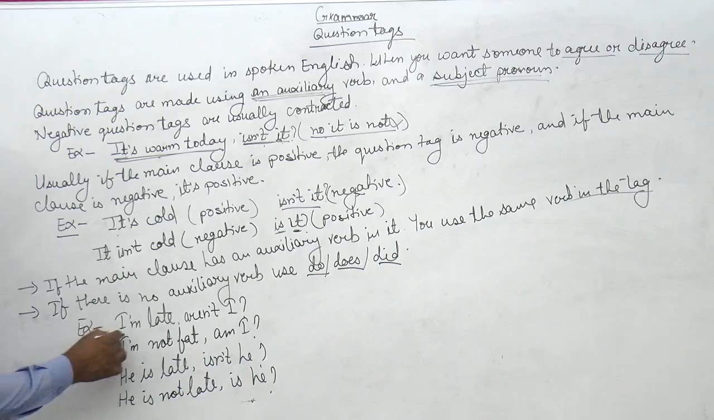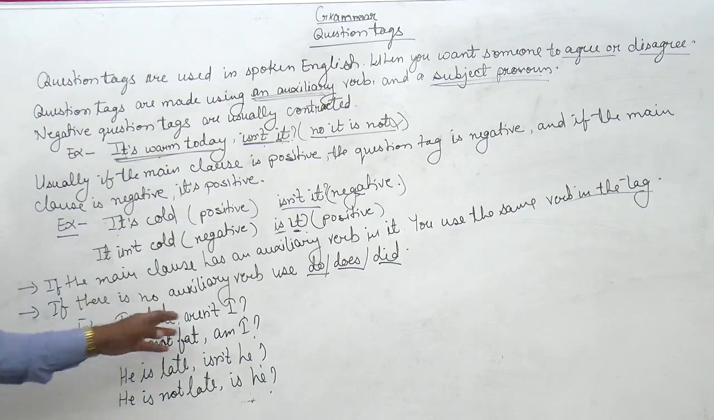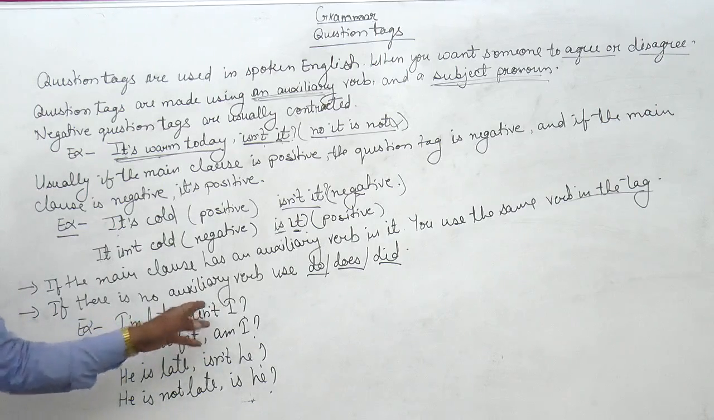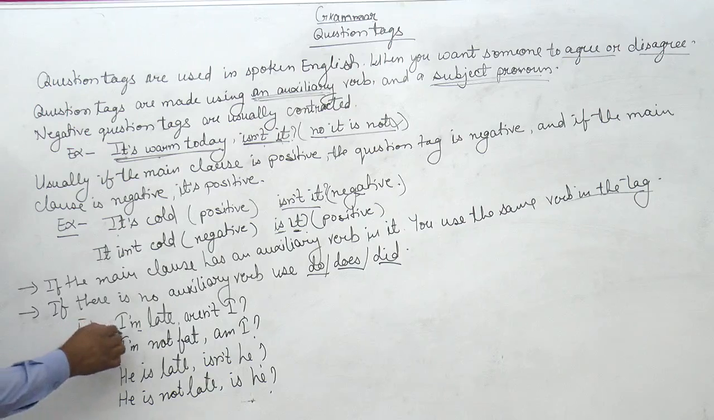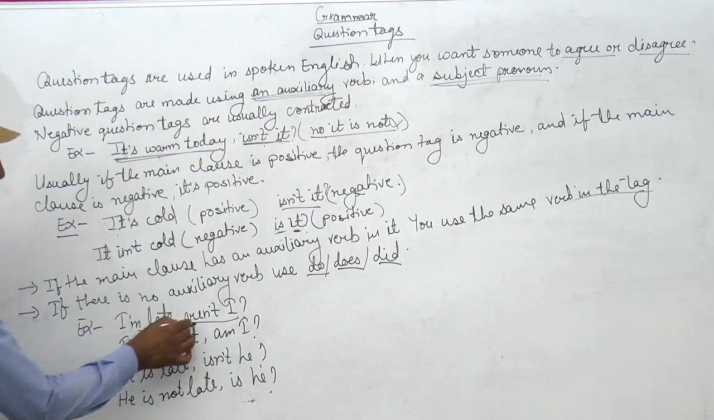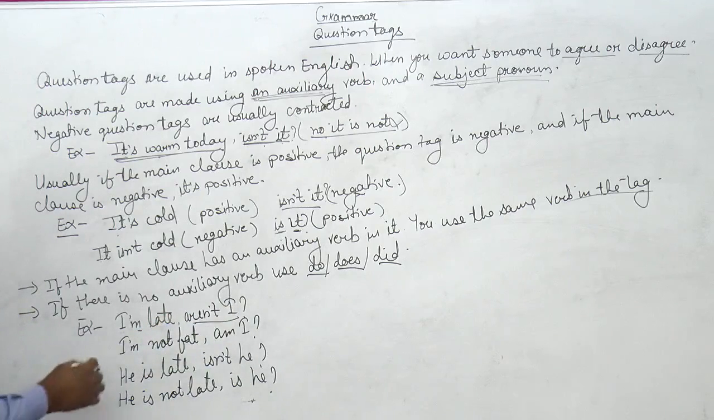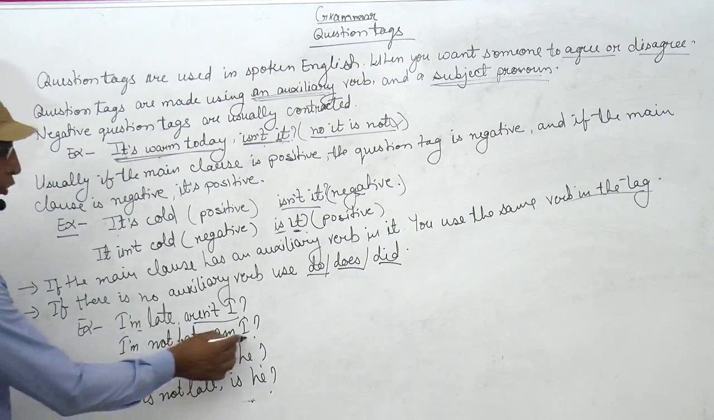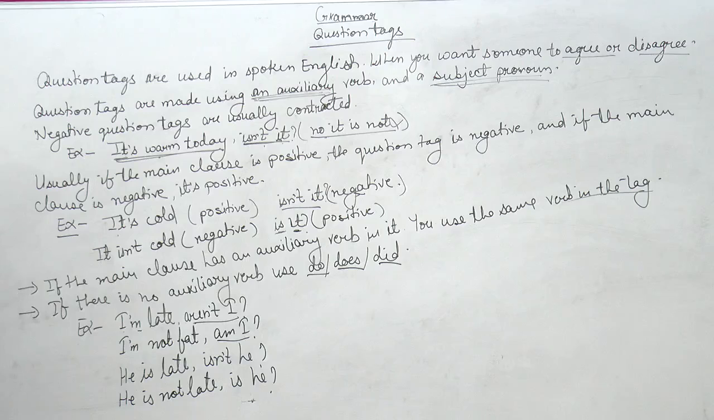For example, I am late. Here is one exception. With am in a question tag we do not use am, we use are. I am late, because this is positive, so its question tag will be in negative form: aren't I? I am not fat. Here this is in negative form, so the question tag will be in positive form: am I?